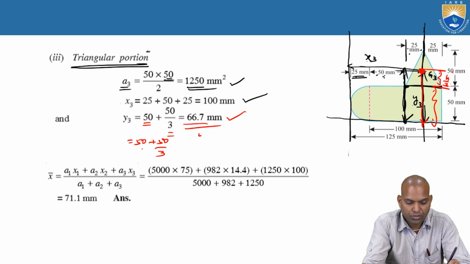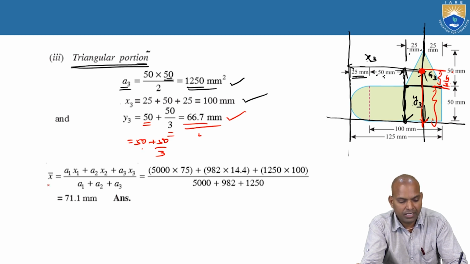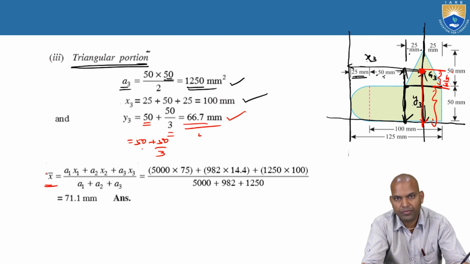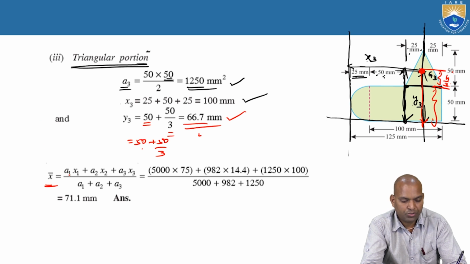Okay. From this we know A1, A2, A3, X1, X2, X3, Y1, Y2, Y3, the values of those areas and the distances from the reference axis are known now. Now what are the expressions? We have derived already: bar x equals the sum of A1 X1, A2 X2, A3 X3 over the sum of areas A1, A2, A3. Now A1 substitute here and X1 is 75.